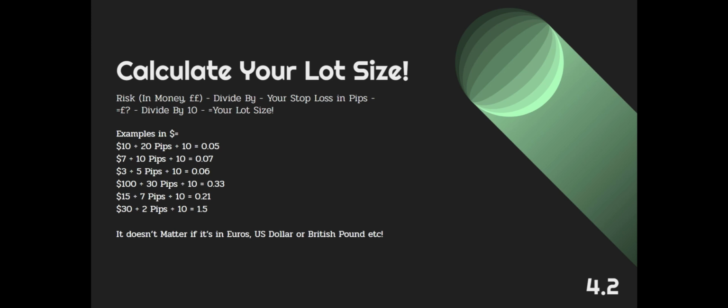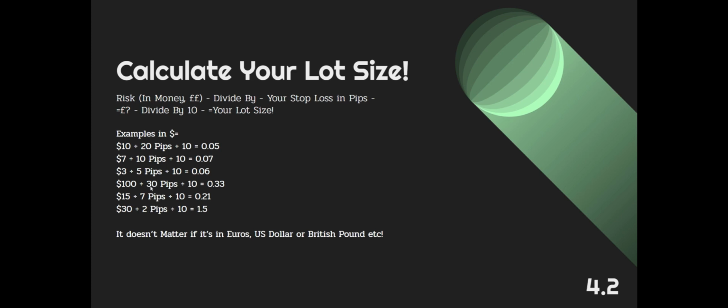$7 divided by 10 pips, divided by 10, is 0.07. If we look at the bottom one, $30 divided by 2 pips, divided by 10, will equal a 1.5 lot size. As you can see, if we divide $100 by 30 pips, divided by 10, that will equal 0.33. So in terms of lot sizes, the bigger one is the one where you've risked less, because if you look at the pips, it's got 30 pips there and 2 pips there. Even though I've risked more on this trade, it's a smaller lot size. So you get the idea.